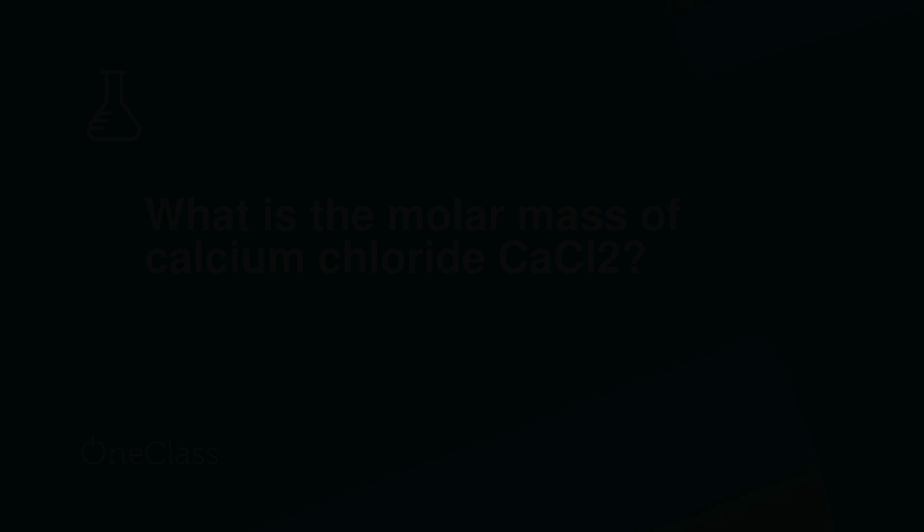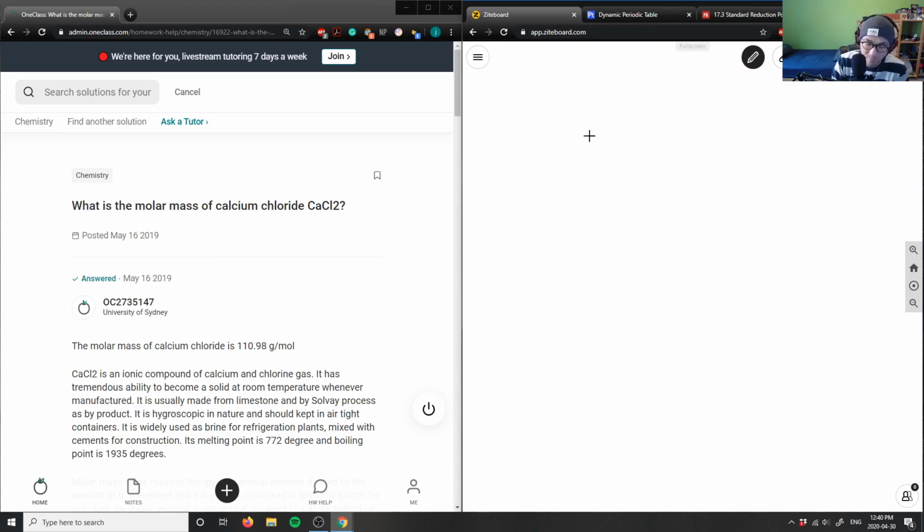Okay, that's number five. Number six is asking, what is the molar mass of calcium chloride? It's a very, very easy question here. It says molar mass, molar mass of CaCl2.